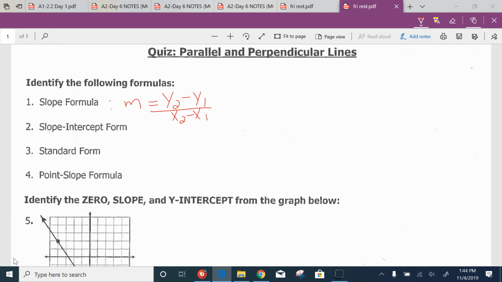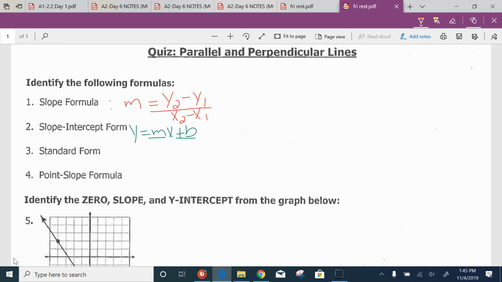In other words, y2 minus y1 over x2 minus x1. Second question, identify the formula for slope-intercept form. That one's easy. Slope-intercept form is always the one that begins with y equals mx plus b, where you have your slope and y-intercept included automatically in the form, hence the name slope-intercept form.